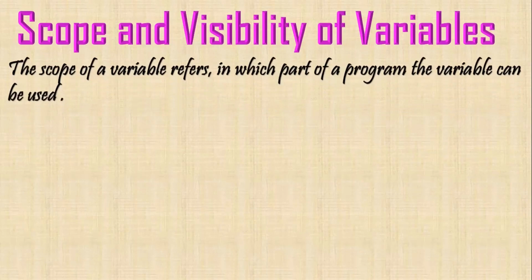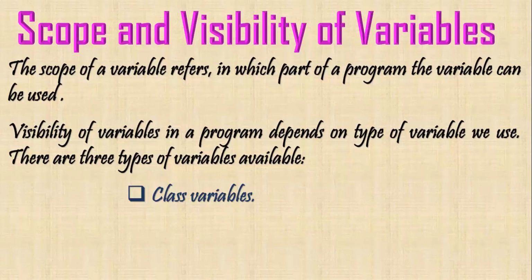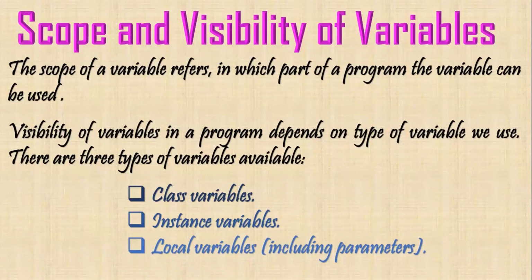Scope and visibility of variables. The scope of a variable refers to which part of the program the variable can be used. Visibility of variables in a program depends on the type of variables we use. So there are three types of variables available: class variables, instance variables and local variables, that is including parameters.